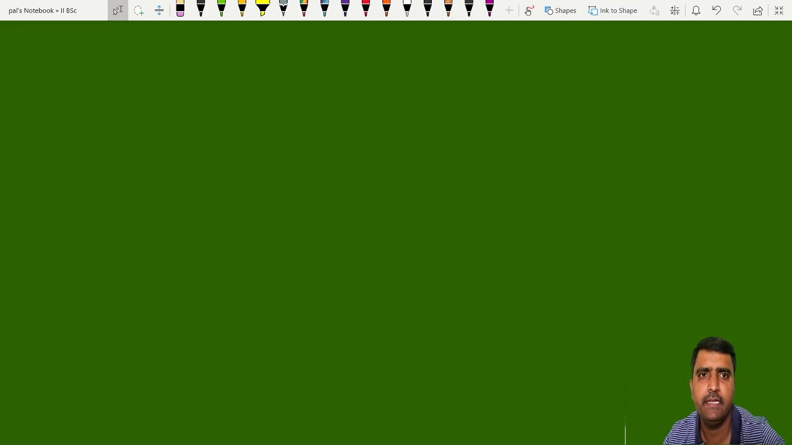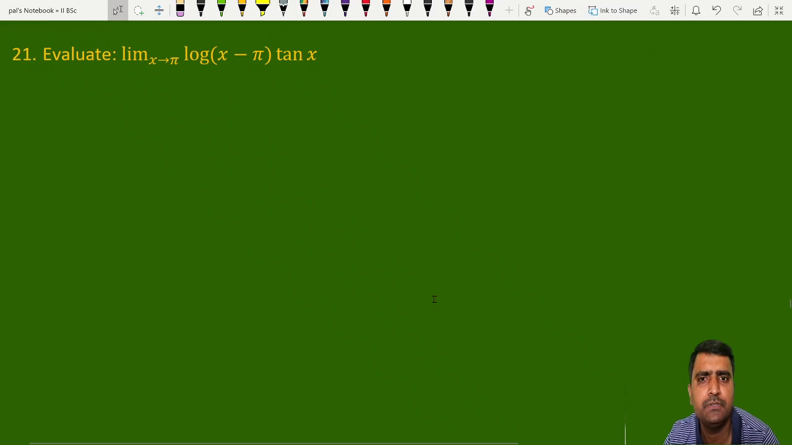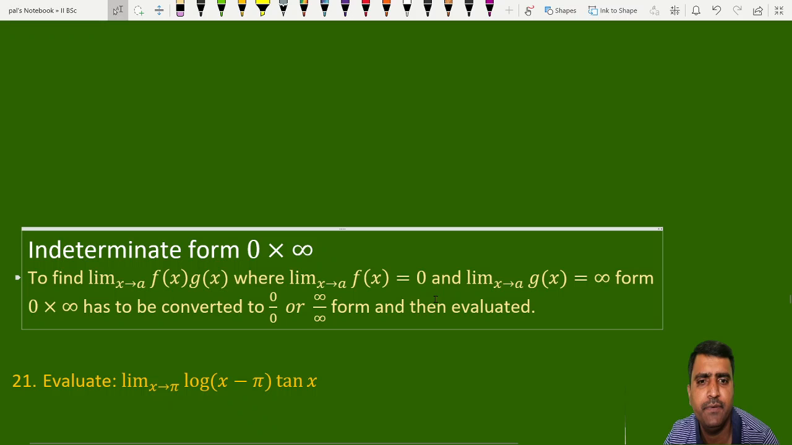Hi one and all. In earlier sessions, we discussed the indeterminate forms 0 by 0 and infinity by infinity. So in this session, I would like to discuss one more interesting indeterminate form, that is 0 into infinity or infinity into 0. When we are applying a limit to a function f of x and g of x, and it takes the 0 into infinity form, first we have to reduce that into 0 by 0 or infinity by infinity form. Then we can evaluate that by using L'Hospital's rule.